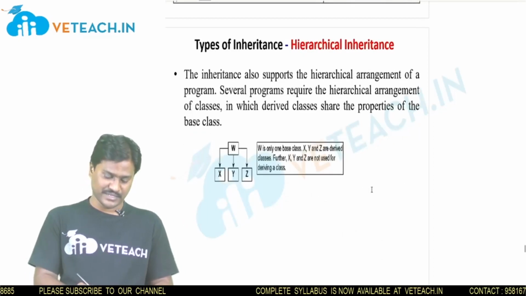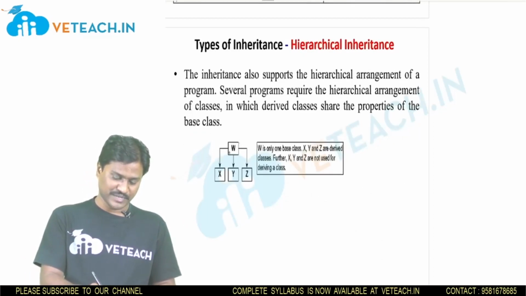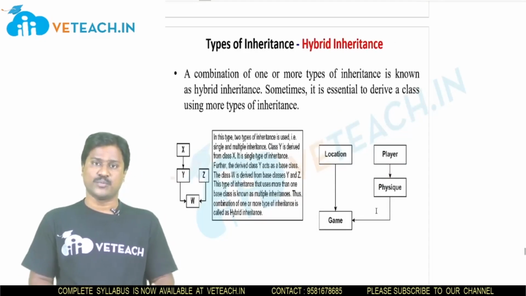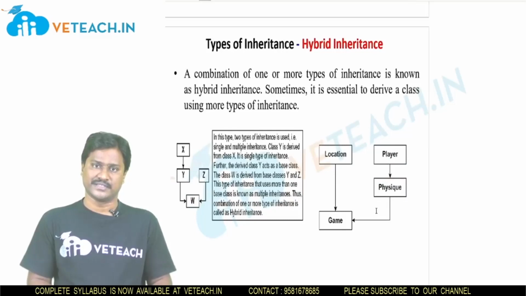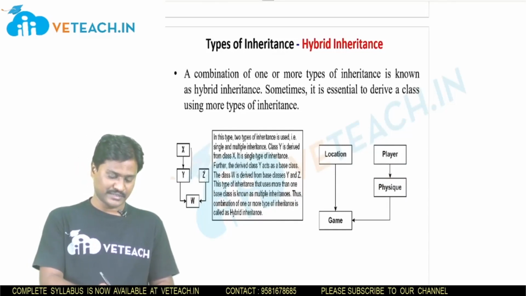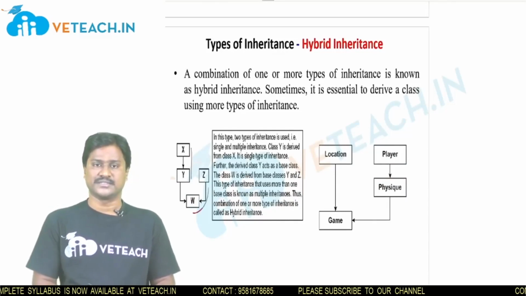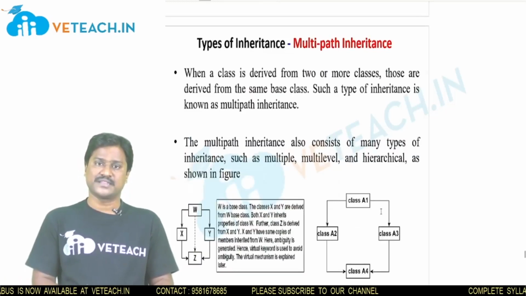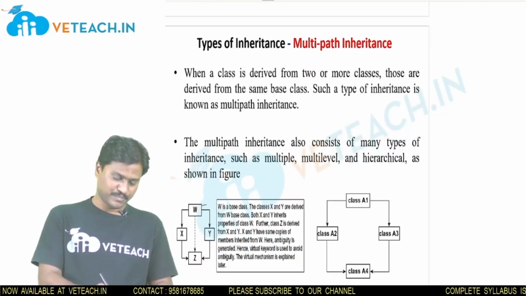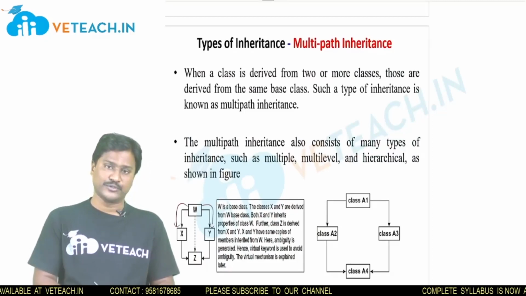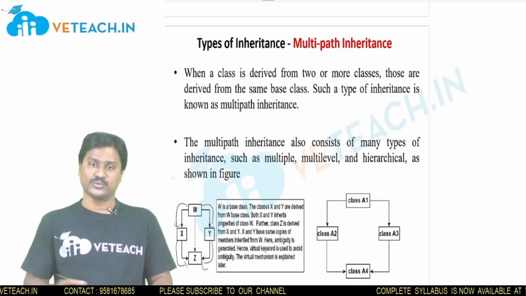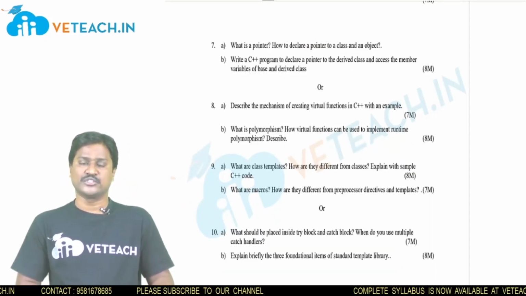Hierarchical inheritance, see here, one class's properties can be extended to multiple derived classes. Hybrid inheritance is a combination of the previous inheritances, maybe single and multiple inheritance, just a hybrid combination of the existing inheritances. Multipath inheritance, see here, properties are extended from W to X and Y, and X and Y properties are extended to the Z class.